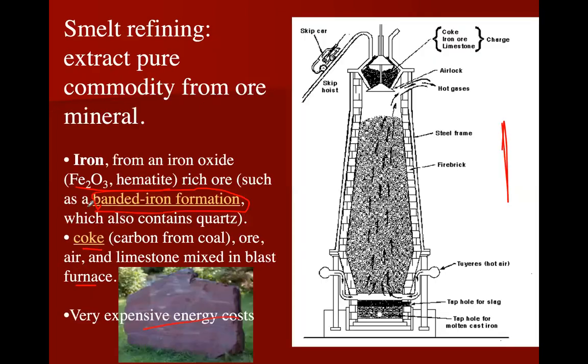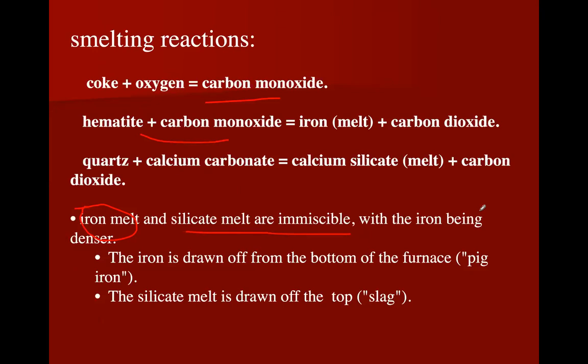This immiscible liquid goes to the bottom of the furnace. Once it's formed, it penetrates down to the furnace, and from there you can take it out. Because of immiscibility, they are not getting mixed together. It's like oil and water, right? Immiscible melts. That's the reason.